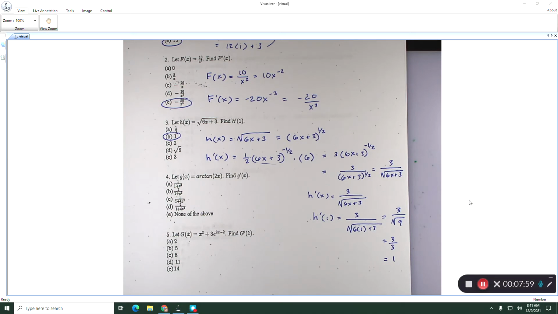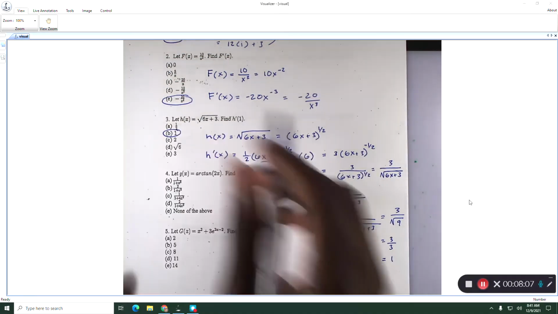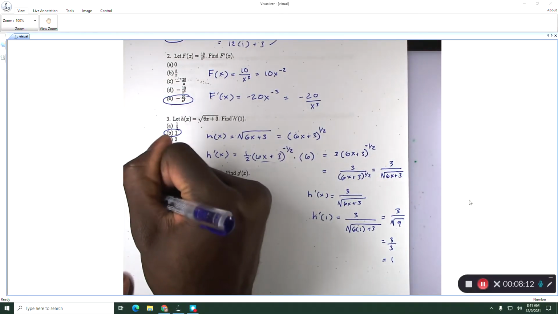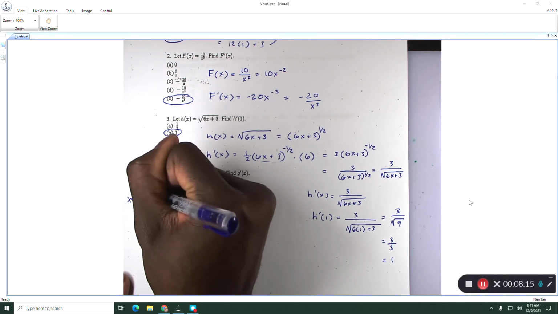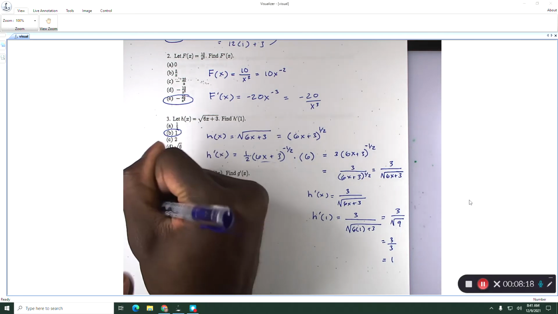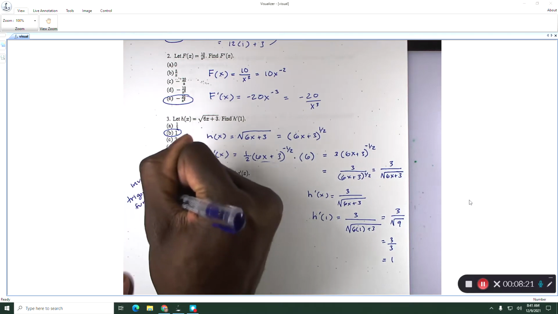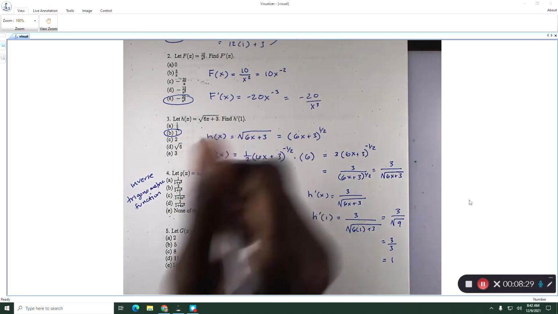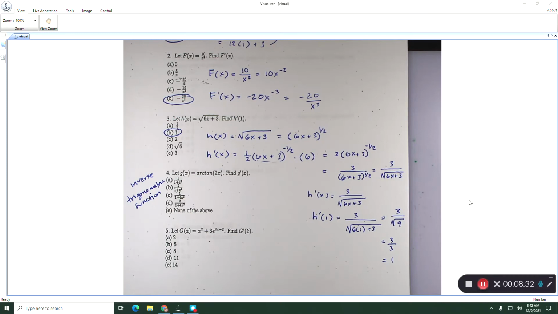Now the next problem, number 4, same deal, finding the derivative, but now we have an inverse trig function. So you're going to have to really know your trig functions for this final review. Make sure that you study those. You can get any one. You see tangent here, but arctangent, but you can see any one of them.